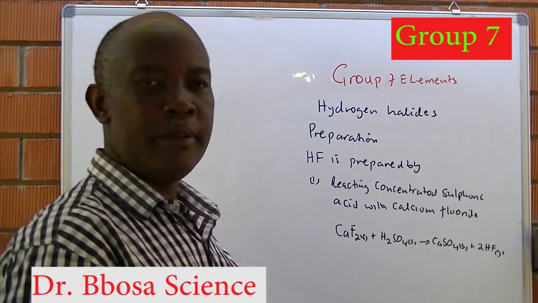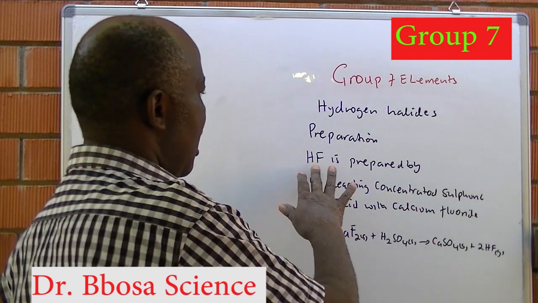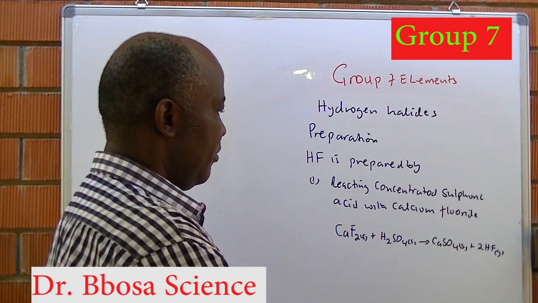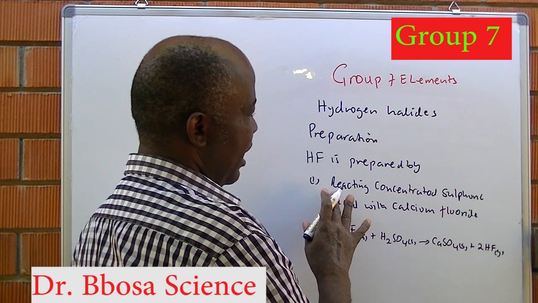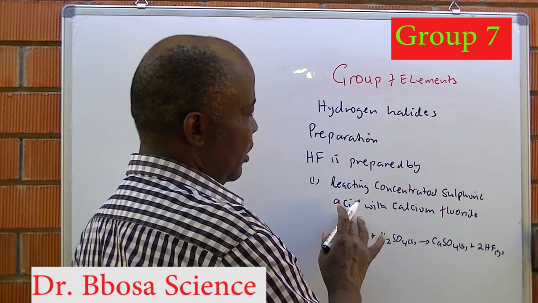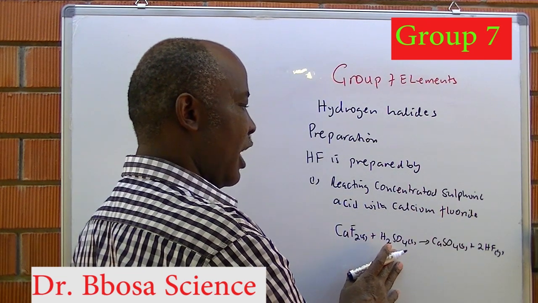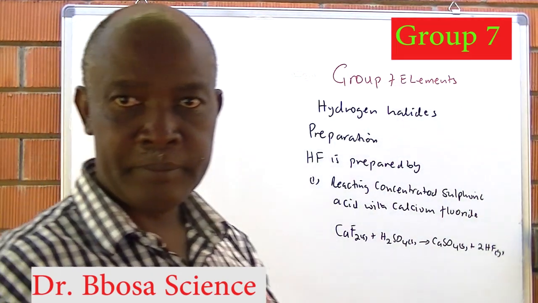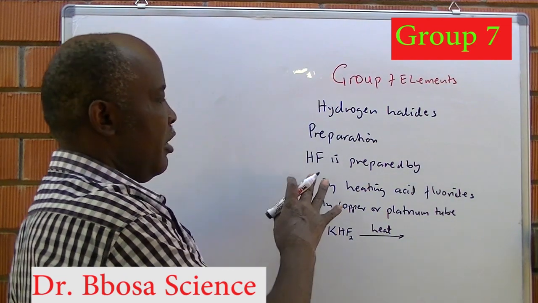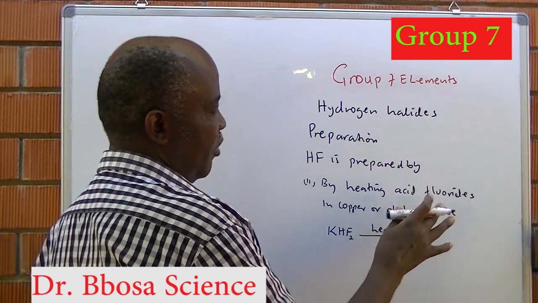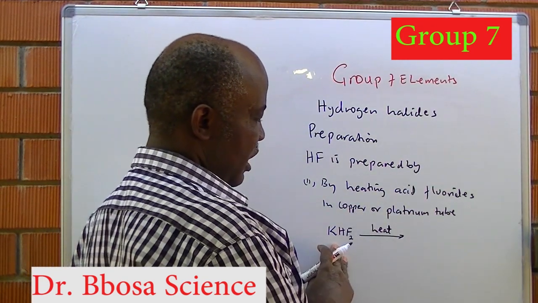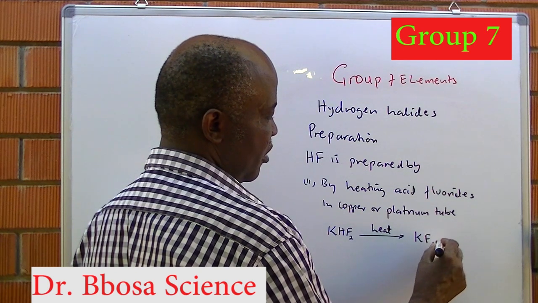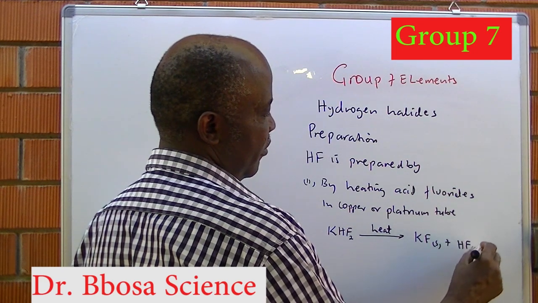Hydrogen halides. Preparation. Hydrogen fluoride is prepared by, 1. Reacting concentrated sulfuric acid with calcium fluoride. Calcium fluoride plus sulfuric acid, you get calcium sulfate solid plus hydrogen fluoride gas. 2. Hydrogen fluoride is prepared by heating acid fluoride in a copper or platinum tube. Potassium hydrogen difluoride, heat, will give you potassium fluoride solid plus HF gas.